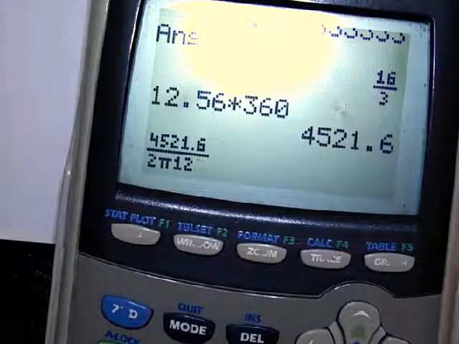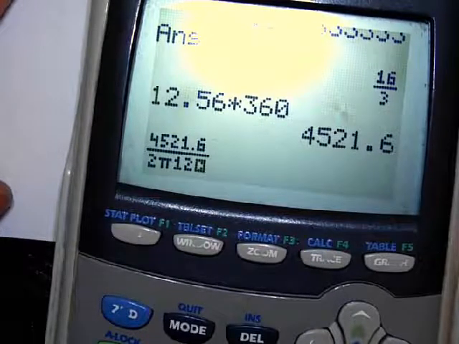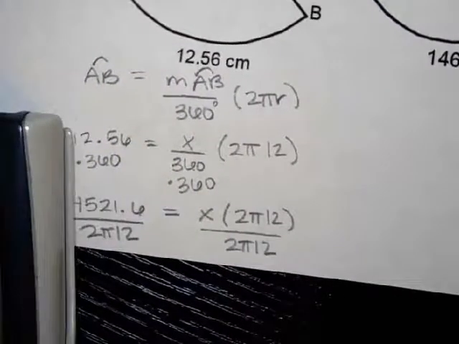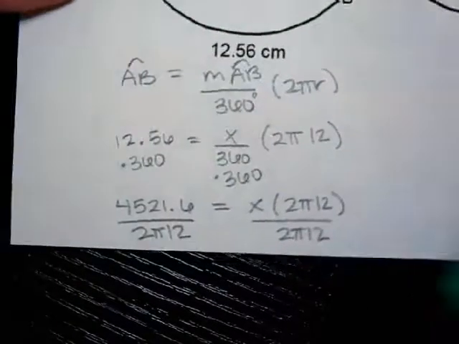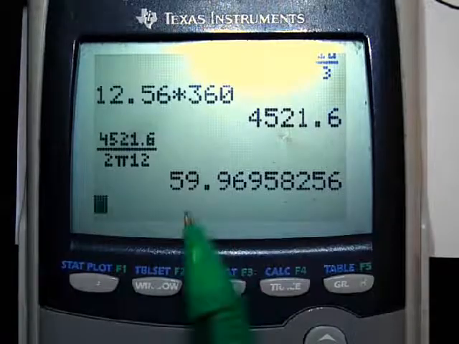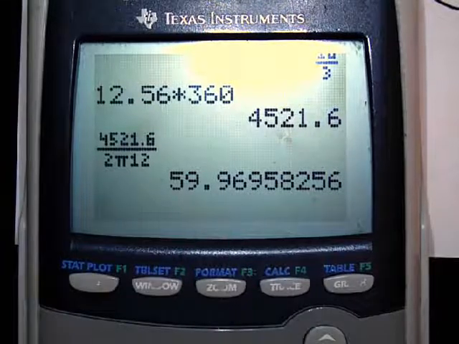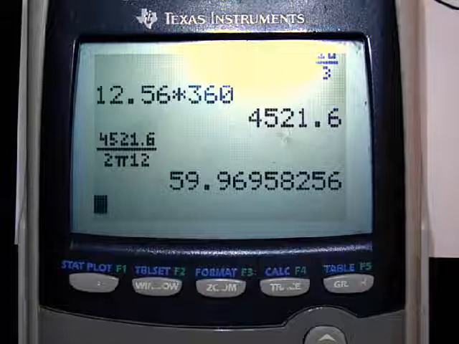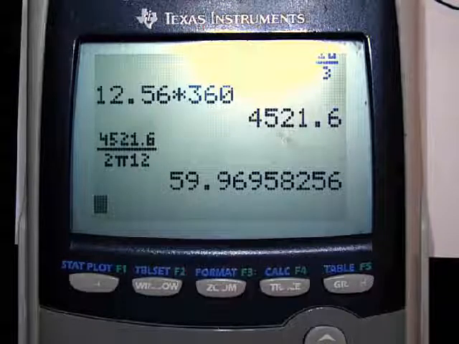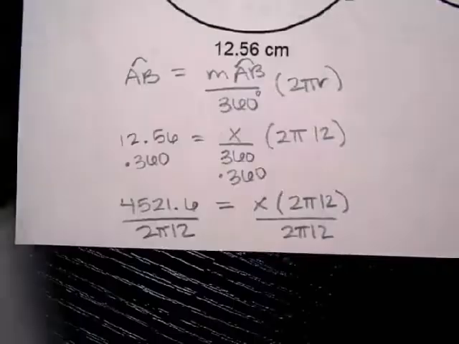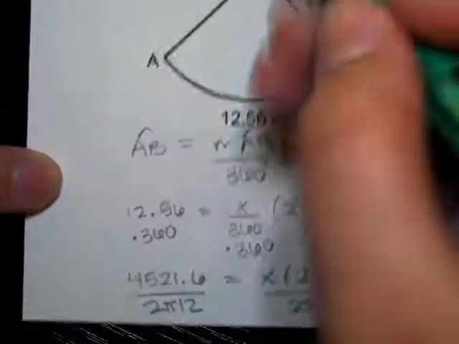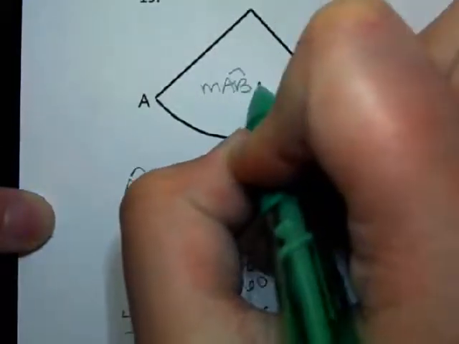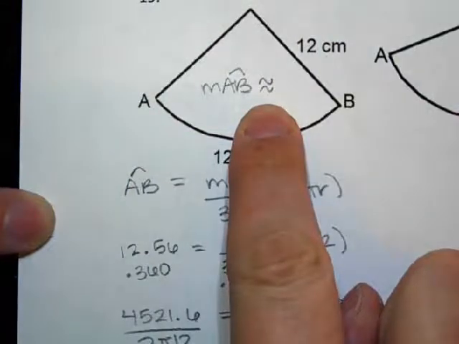All right, so what did we get for x? Okay, and typically these are going to be written in such a way that they're trying to get you to a certain whole number for a degree measure that's like a nice number. So what degree measure do you think they're trying to get you to? They're trying to get you to 60. So we're going to say that the measure of arc AB is approximately 60 degrees. That is okay on a test.